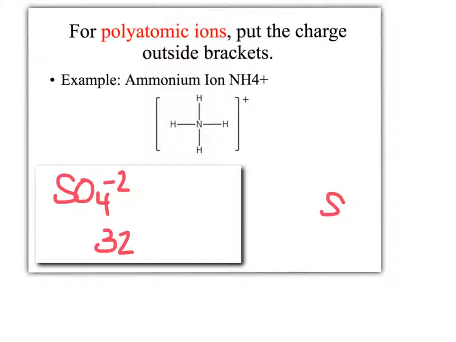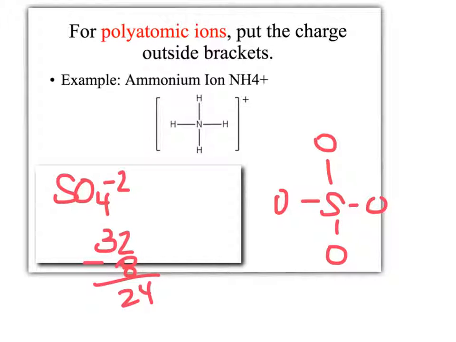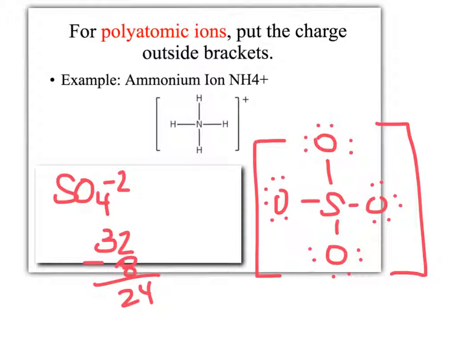So we start by putting everything here. We take away 8, that's 24 more. 1, 2, 3, 4, 5, 6, 7, 8, 9, 10, 11, 12, 13, 14, 15, 16, 17, 18, 19, 20, 21, 22, 23, 24. Everybody's got 8, and we put brackets and show our charge.